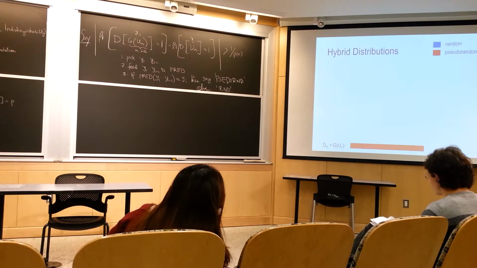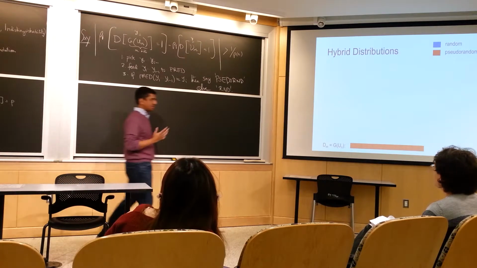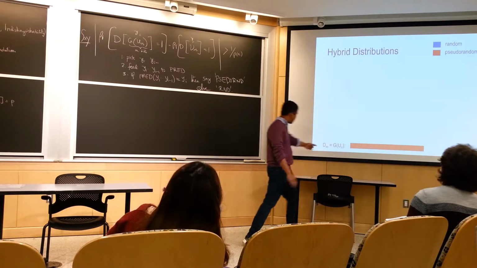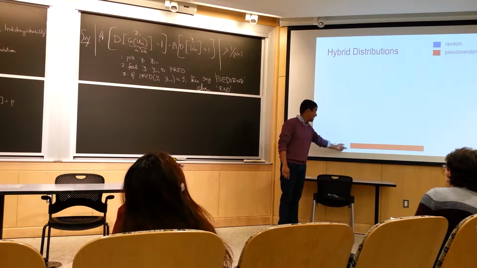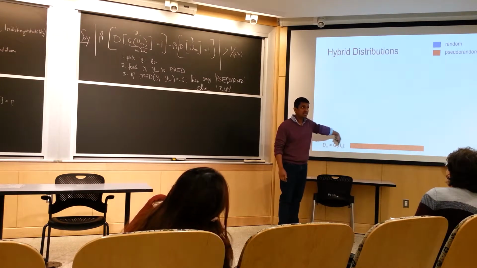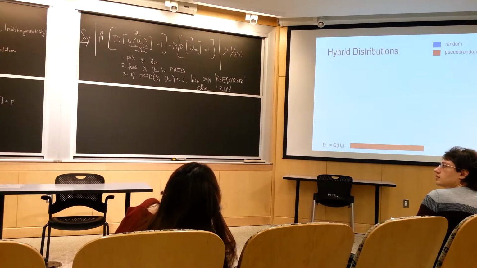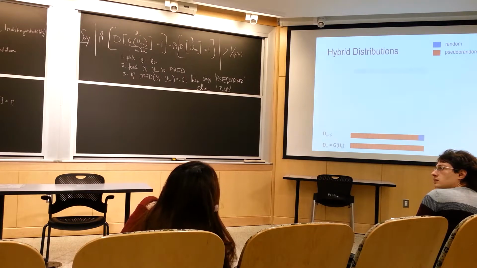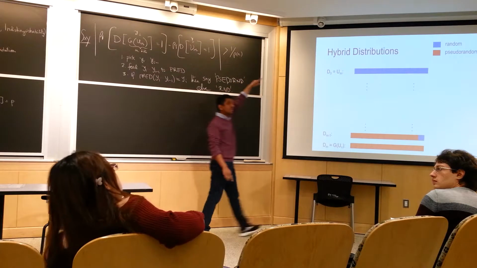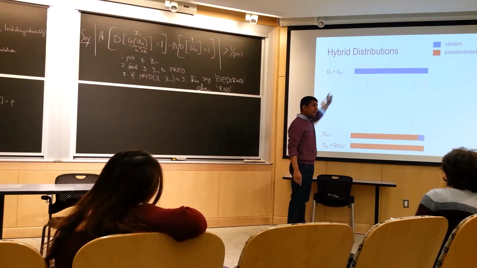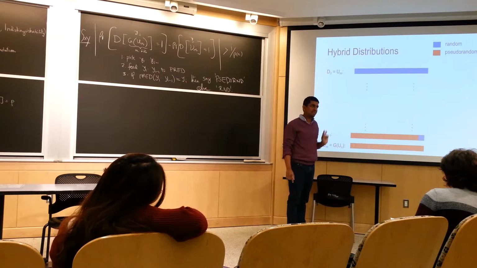All right. I'm going to define what we call hybrid distributions. So what are hybrid distributions? The first hybrid distribution is the output of the pseudorandom generator itself. That's the sequence of red bits. The other extreme hybrid distribution is the sequence of truly random bits. That's the all blue bits. And now I'm going to go from the all red to the all blue in a sequence of small steps.